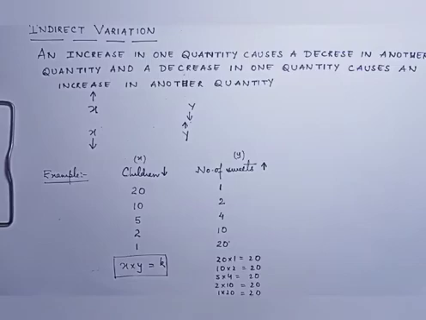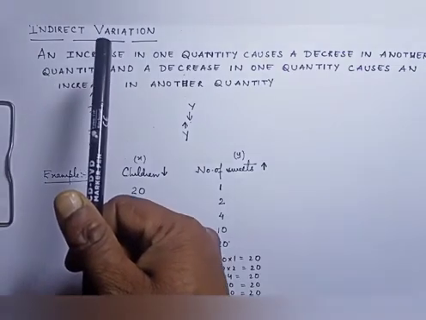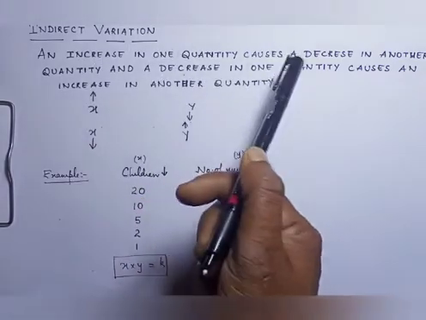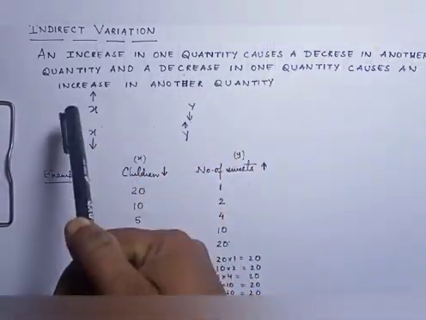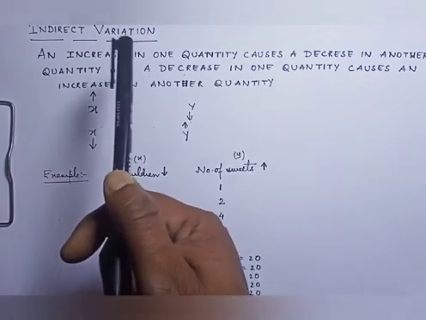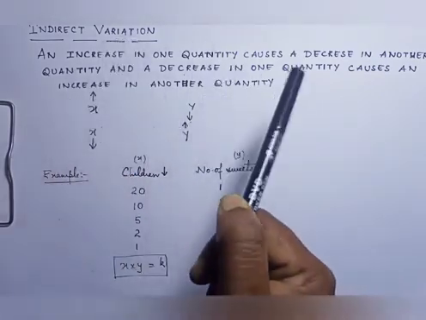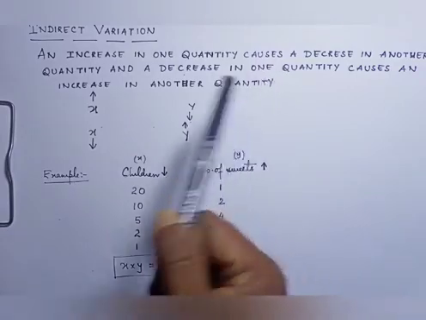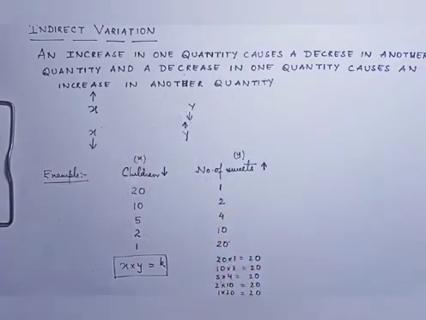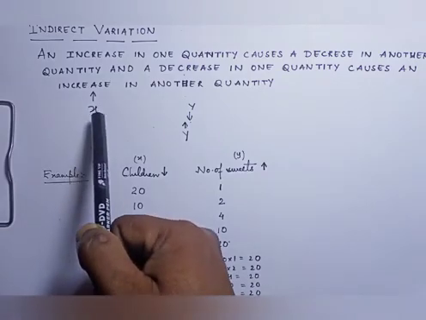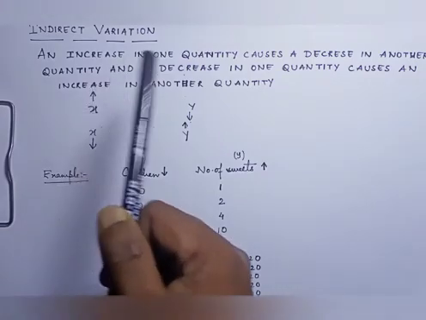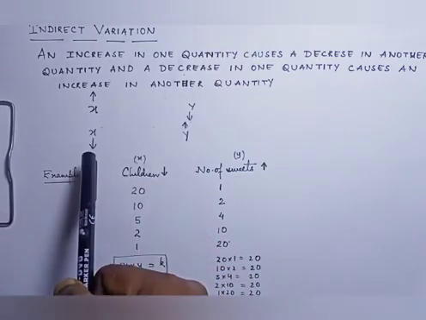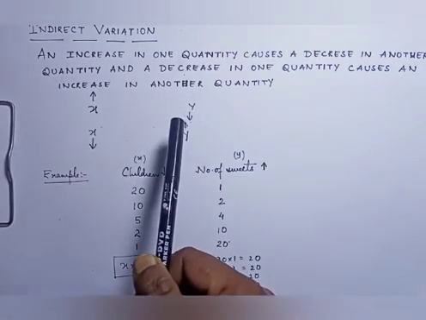Let us move to another topic, that is indirect variation. So what is indirect variation? An increase in one quantity causes a decrease in another quantity. Now over here the case is inverse, and a decrease in one quantity causes an increase in another quantity. So let us assume two quantities x and y. If there is an increase in x, there will be a decrease in y, and if there is a decrease in x, then there will be an increase in y.